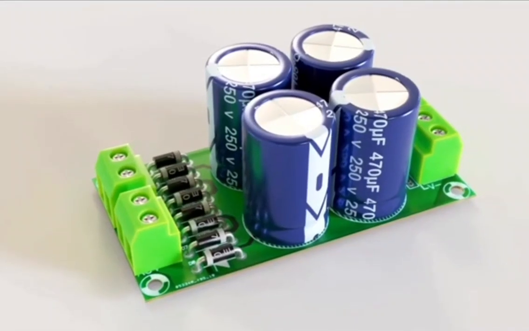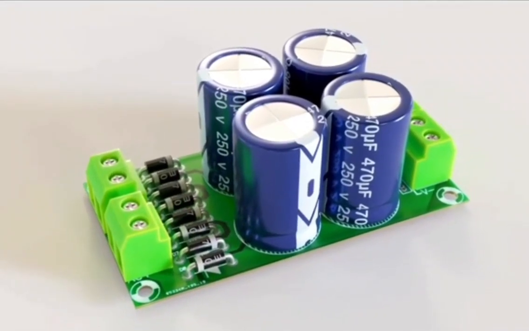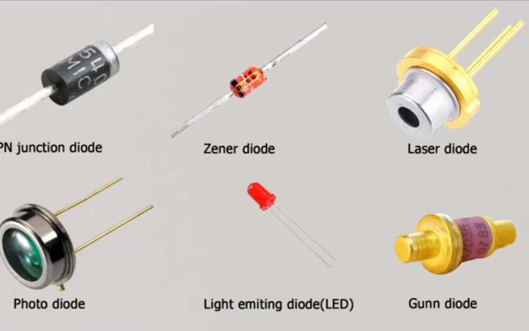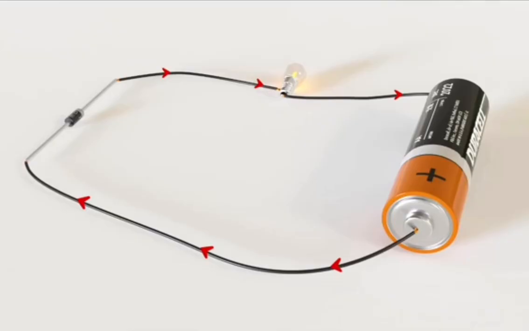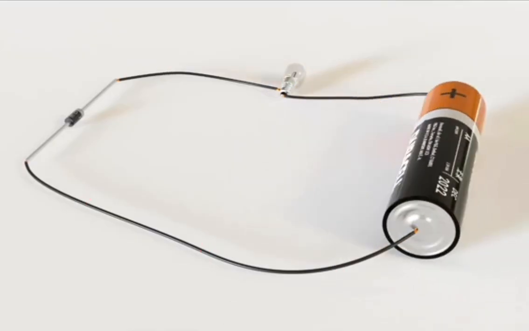Diode has a significant role in modern-day electronics. There are so many different types of diode. Each one has its own unique abilities. This particular video is about PN junction diode. A diode is like a one-way valve, which allows the flow of current in one direction and blocks the flow of current in the opposite direction.